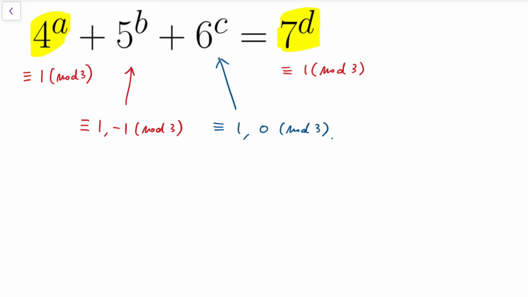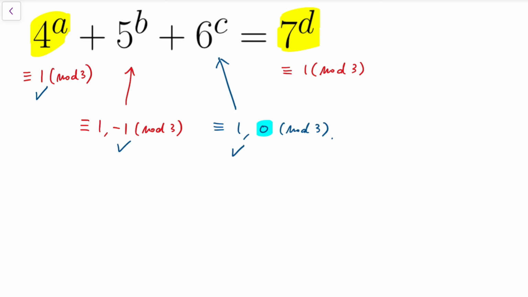Now notice that for this equation, if we take this number 0, then it will be impossible for the equation to hold, because no matter if we take 1 or minus 1, and we add 1 and 0 on the left, we can't get 1 as the sum, and so it won't be equal to that on the right. That means we must take this one, so that when we take 1 and minus 1 for the other two terms, then the sum will be congruent to 1 mod 3.